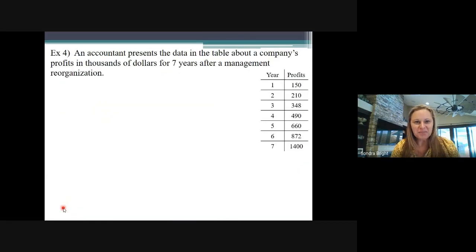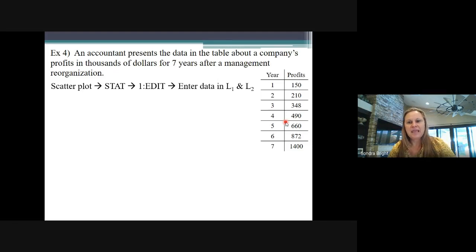All right, so let's do an example like that. An accountant presents the data in the table about a company's profits in thousands of dollars for 7 years after a management reorganization. So all of these are not $150, but in thousands. Yeah, so that's their profits over the years. And so let's do a scatter plot, and you'll hit Stat, Edit, and then Enter.